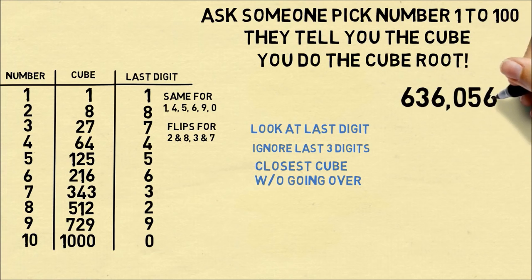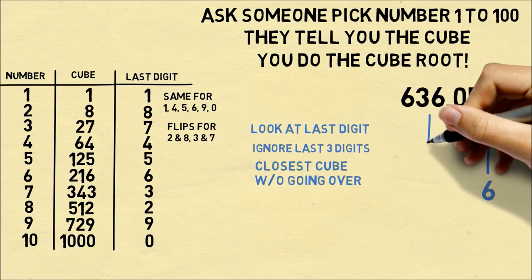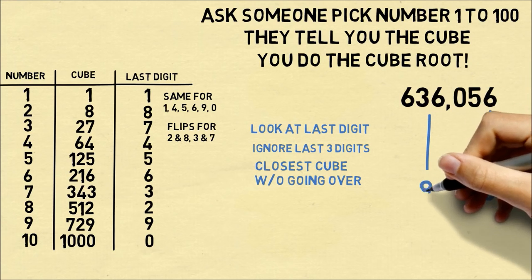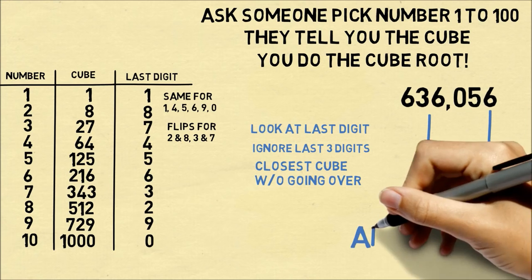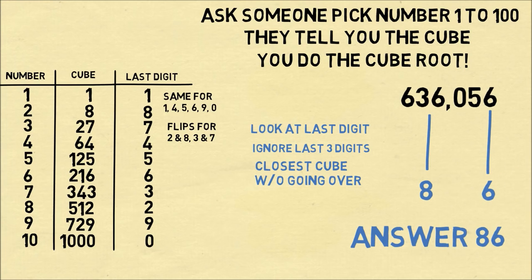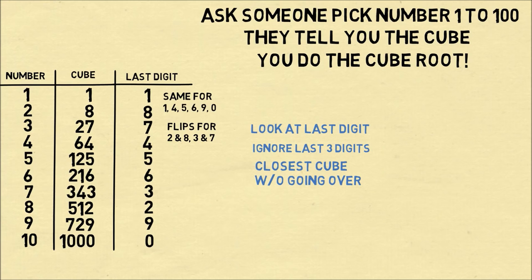So let's imagine they tell you the number is 636,056. We look at the last digit, which is 6, and when the last digit is 6, that corresponds to the number 6. And then we ignore the last 3 digits and we look at 636. That's between the cubes of 8 and 9, so we put 8, and therefore the cube root is 86. So once you memorize this table, you'll be able to do this very quickly.